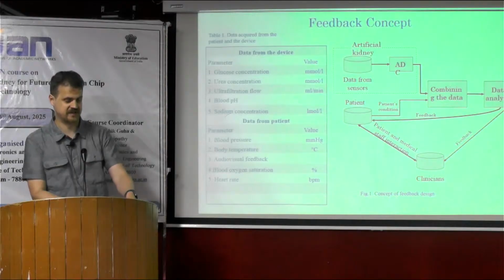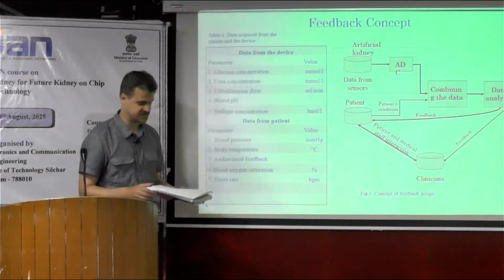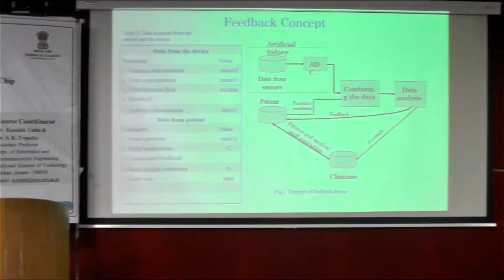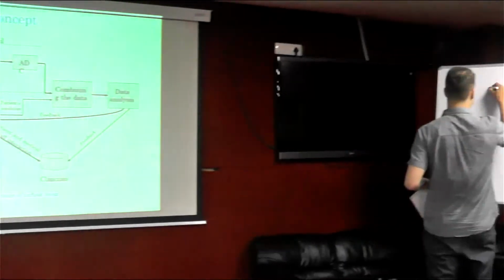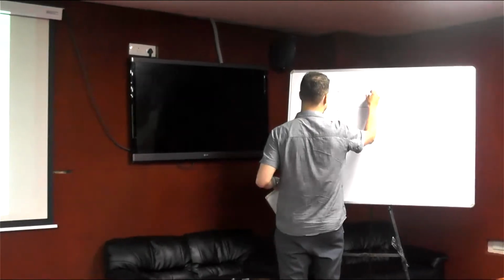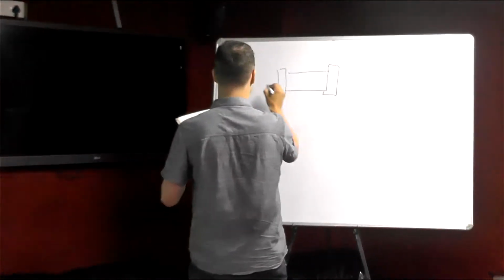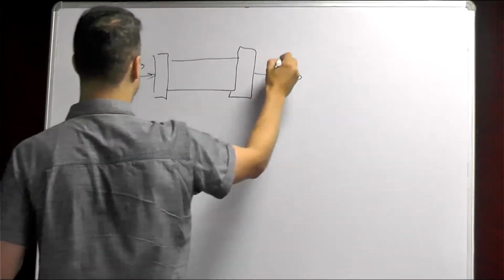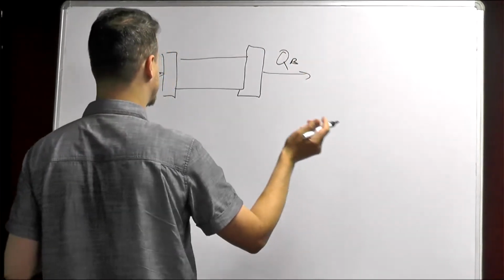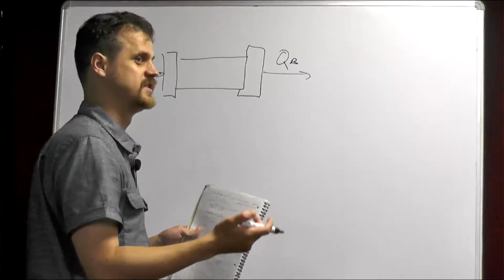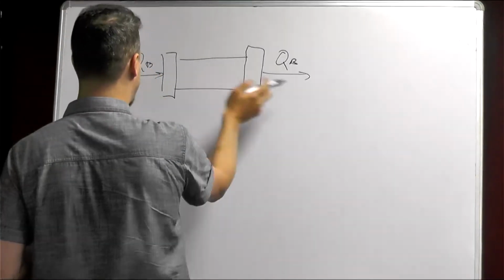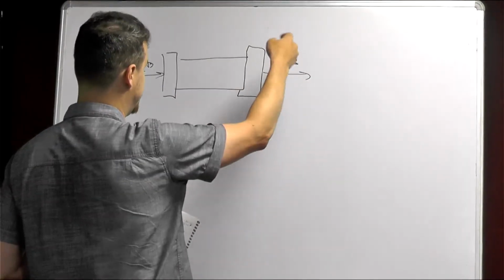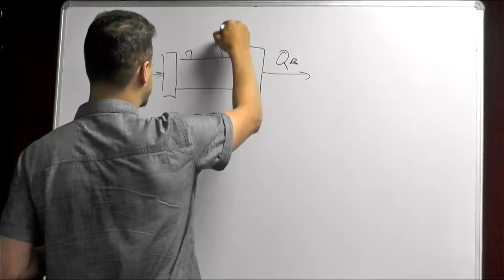Just a small example of how it happens in conventional hemodialysis. We have the mass exchange unit, the dialyzer, and we have the blood flow. For simplicity, we will not consider ultrafiltration, because otherwise the blood flow will change between the beginning of the mass exchange unit and the exit. And we have the dialyzer flow.